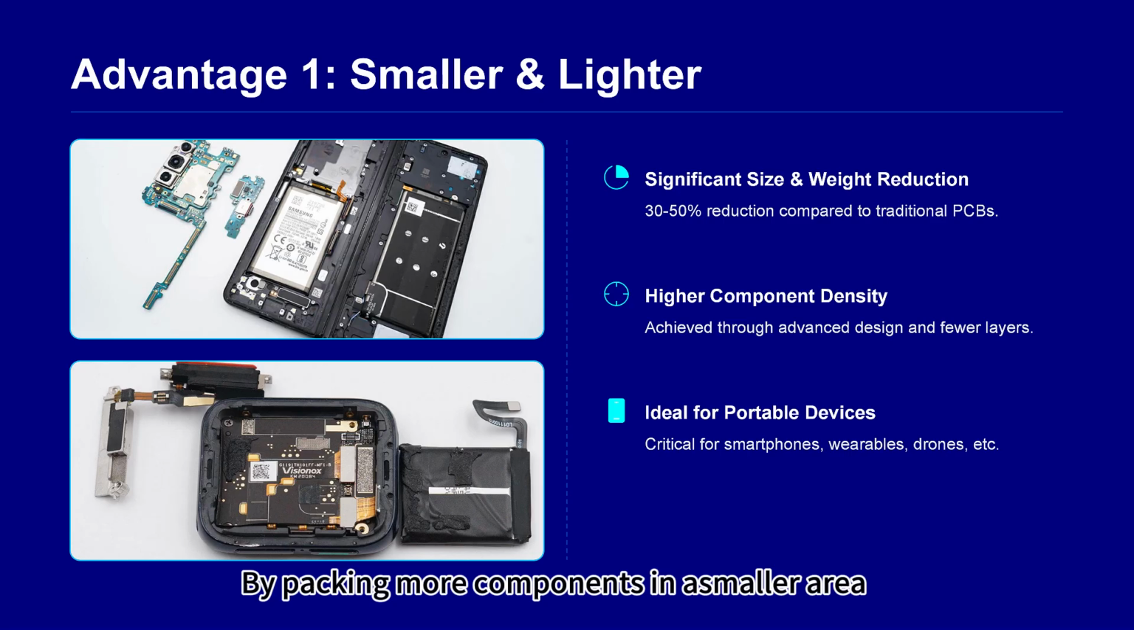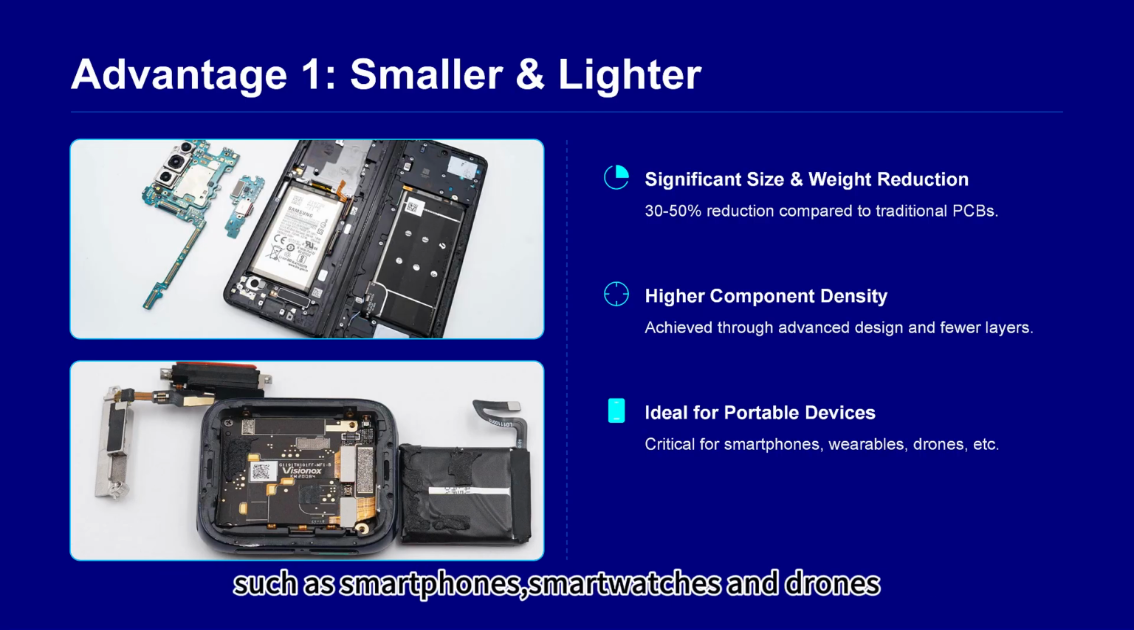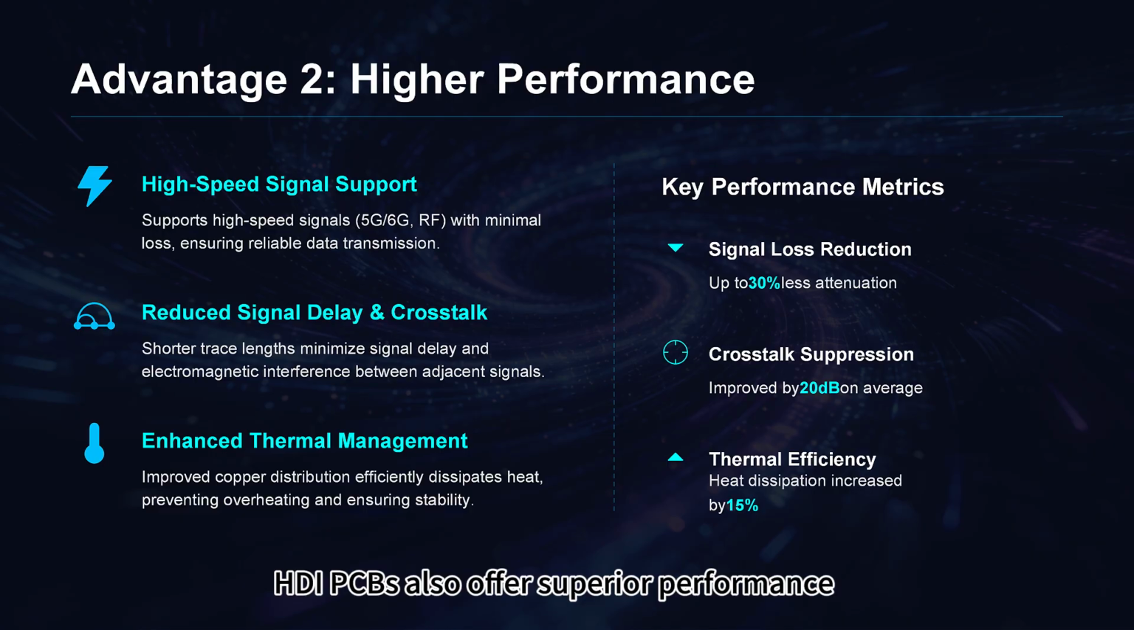By packing more components in a smaller area and reducing layer numbers, HDI boards can be 50% smaller and lighter than traditional ones. This is revolutionary for portable devices, such as smartphones, smartwatches, and drones. As every millimeter and gram matters, HDI PCBs also offer superior performance, particularly for high-speed applications.